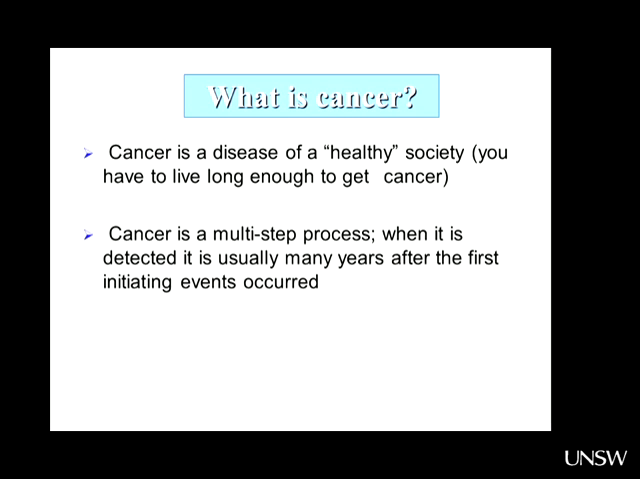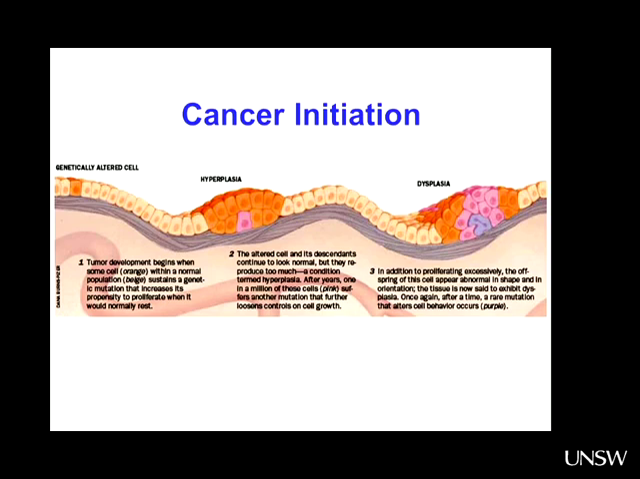But what's the underlying reason for that? And that's because it is this multi-step process which we now understand. And it is usually detected many, many years after the first initiating events occurred. So looking at that, this is a diagram that I took from a Scientific American article. And I really liked it because it kind of took us through those steps leading to cancer.